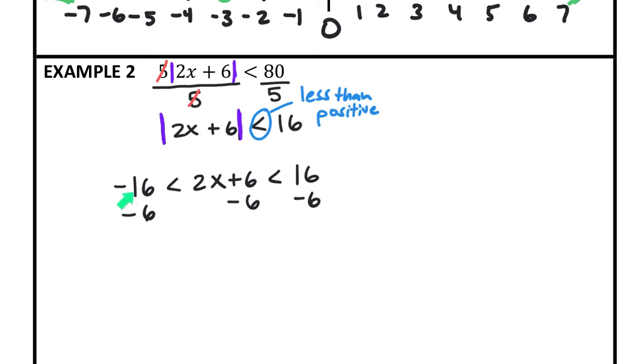So over here, what do I get? Let me put a line underneath just so you can see. What do I get when I subtract negative 16 minus 6? That's negative 22 less than, bring down the 2x. The positive 6 and the negative 6 cancel. Bring down the less than symbol. And then what's 16 minus 6? It's 10.